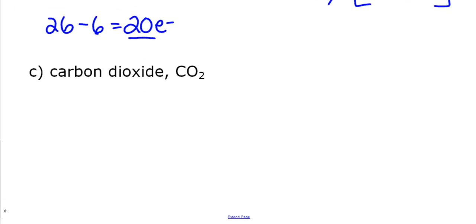Let's try one more. Last one we're going to take a look at is carbon dioxide. So again, what I would recommend doing, pause the video here, see if you can do as much as possible, and then when you get stuck or when you're ready to check your answer, unpause and see how you did.